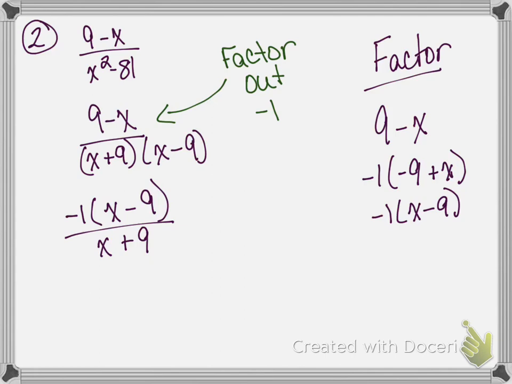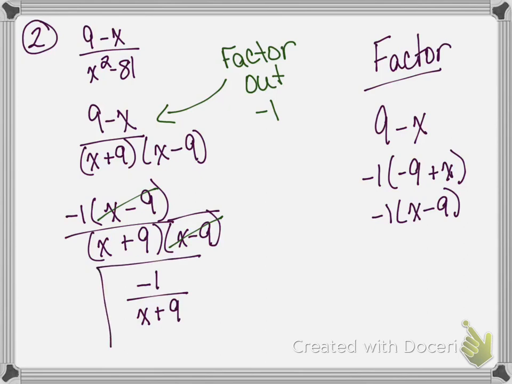Okay, then we are able to, whoops, I'm sorry, I didn't write down the whole denominator. That's x plus 9, x minus 9. So I just brought down the entire denominator. So I have negative 1, x minus 9 in the numerator, x plus 9 times x minus 9 in the denominator. So now I can cancel the x minus 9 and the x minus 9, and so my final answer here is negative 1 over x plus 9, and so here is your answer.